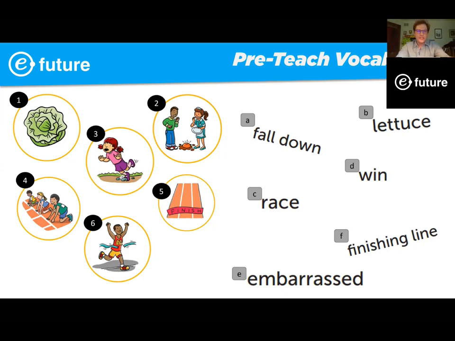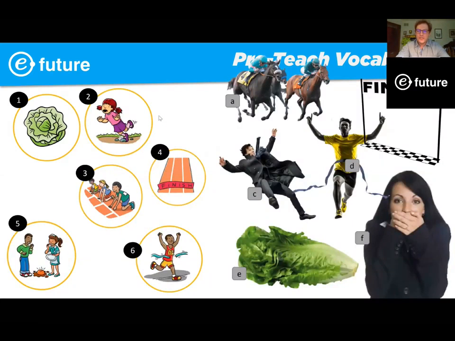So number 1 is lettuce. That must match with B. Number 2, embarrassed. And then you want to make more connections. So give them some pictures. So we have 1 and E, 2 and C. These guys are both falling down.